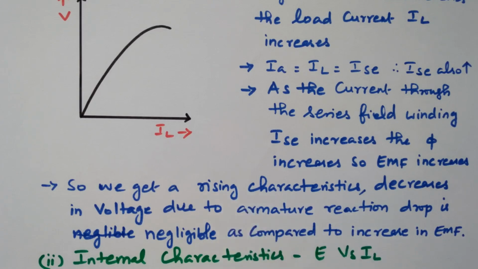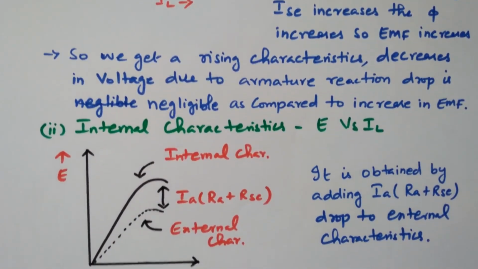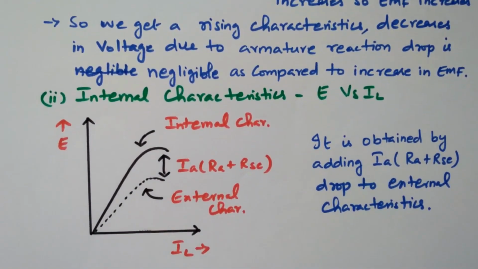Now we'll go to the internal characteristics, the EMF induced inside the generator. So this is the internal characteristics. The external characteristics are obtained by adding IA RA plus the series field resistance drop, the armature resistance drop. Right? The EMF induced inside, minus the armature resistance drop, the balance will be available outside. So this is the external characteristics we discussed earlier.